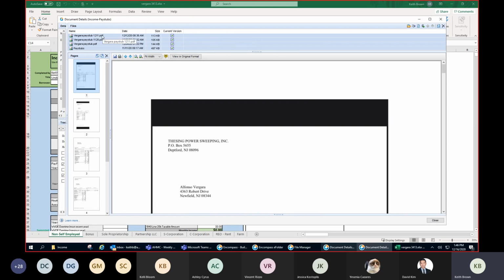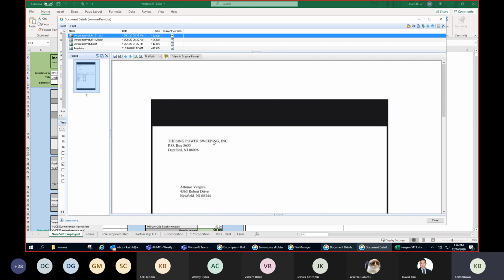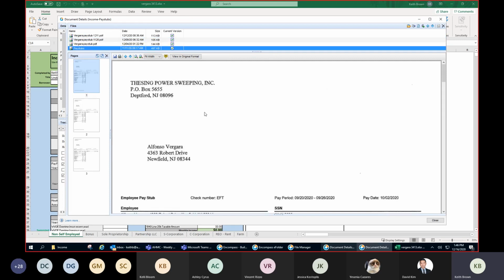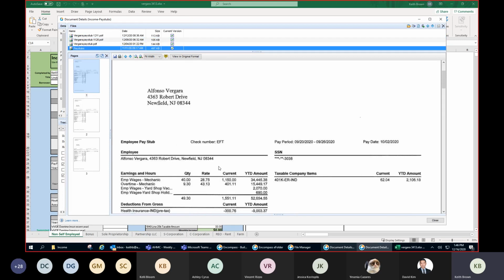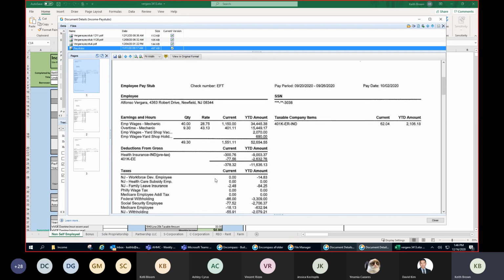This is my updated pay stubs. But we'll go see here. Now, we have a pay stub here. Now, this was not the pay stub in the file when I underwrote it. I believe it was way back here was the pay stub that I underwrote. We've updated them since. But if this is 9/20 to 9/26, the pay date is 10/2.